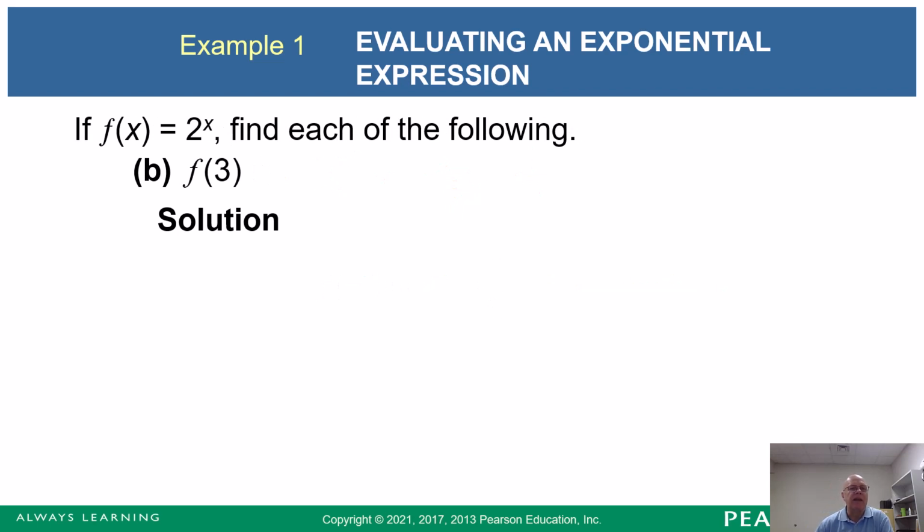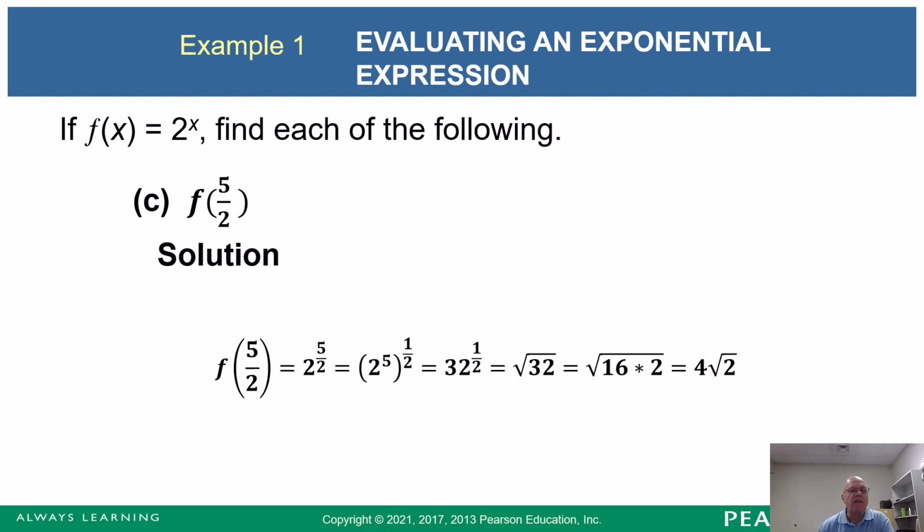Next, let's try again. We're using the same function, 2 to the x. This time we're going to put a 3 where the x is. So this will be 2 to the third, and that's 2 times 2 times 2. There's your answer.